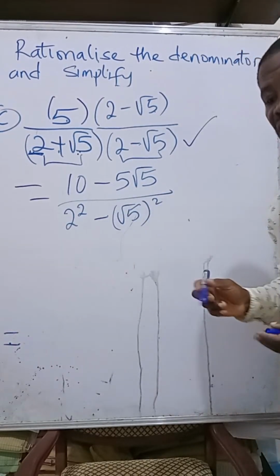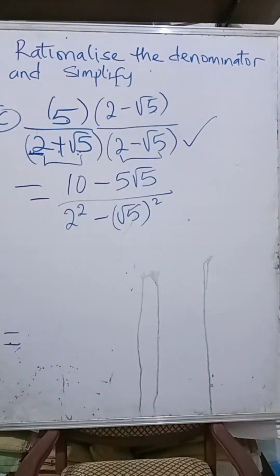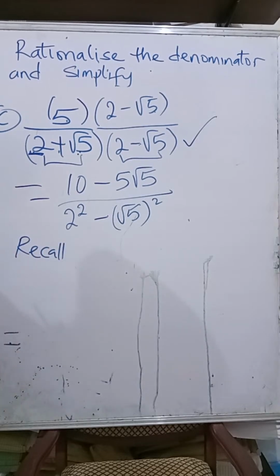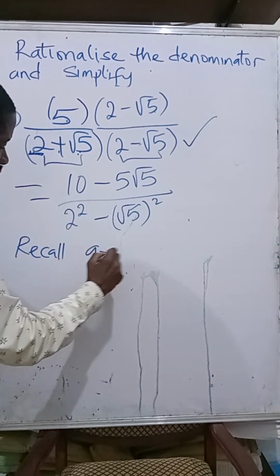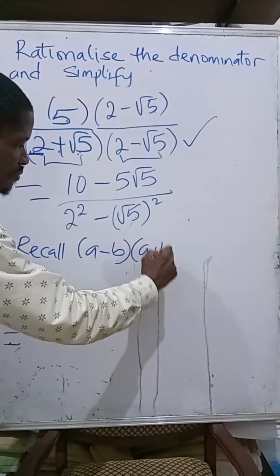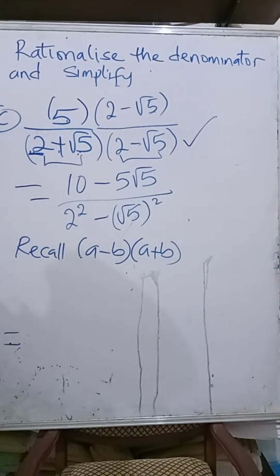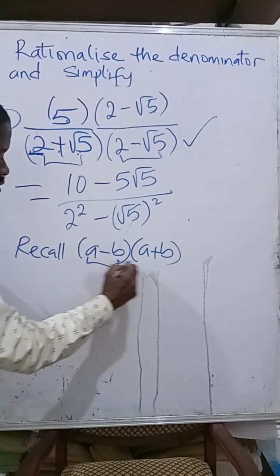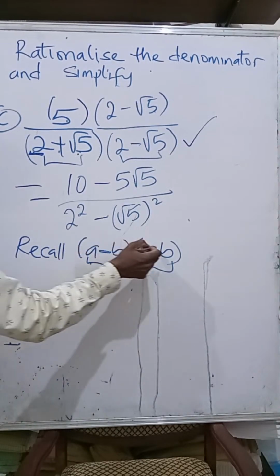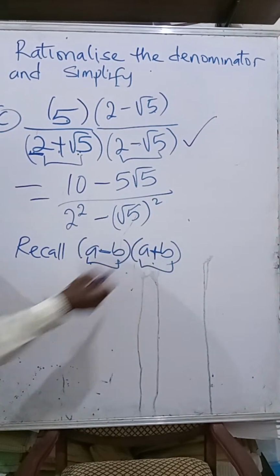Let me quickly buttress that. Note, recall, a minus b times a plus b. This is what we call the difference of two squares. The same expression, but alternating sign. This is plus, this is minus.